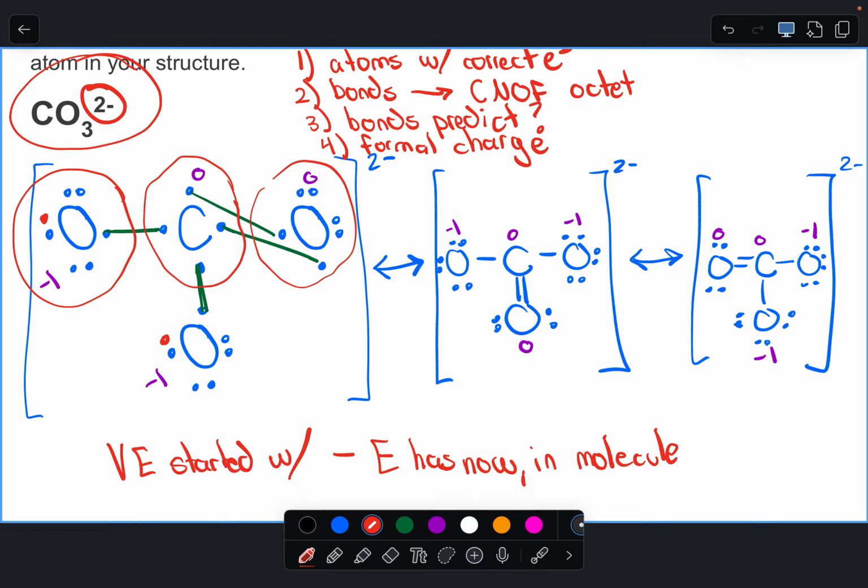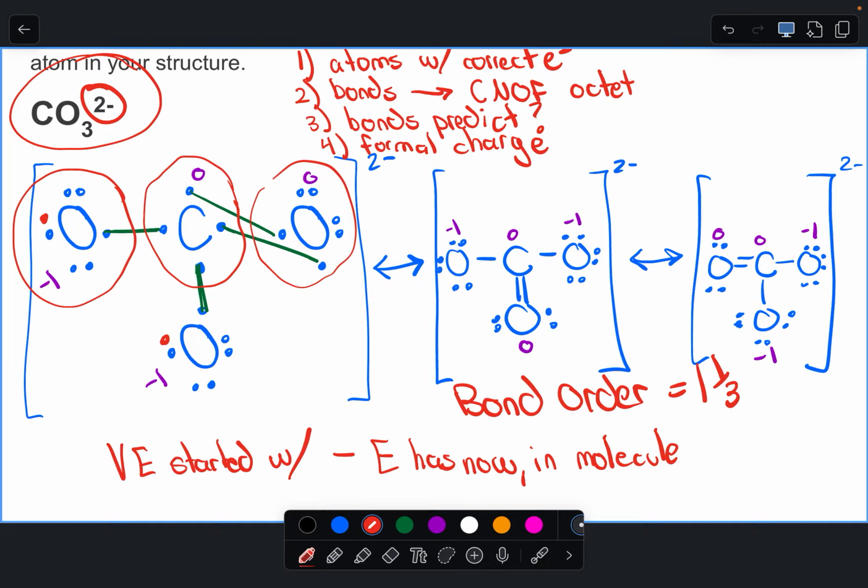So we've got 3 different versions, and they're all equivalent. They're just different oxygens are taking that extra bond. So what we say about this is that it's an average of all 3 of those structures. And we would say that the bond order is 1 1/3 for each one of those CO bonds.